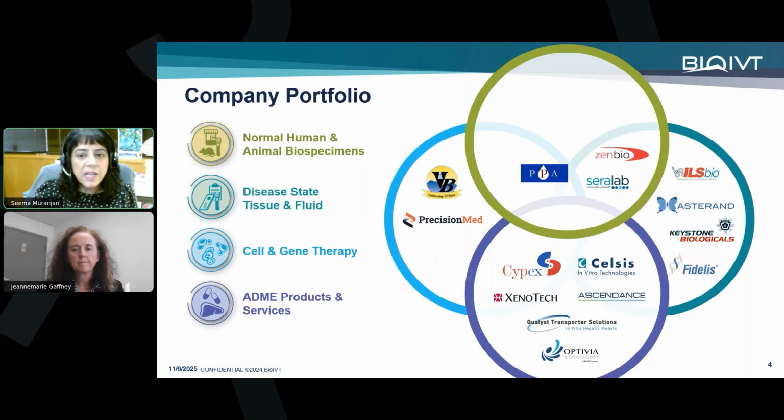As a legacy Xenotech scientist, I want to highlight that Xenotech joined the BioIVT family in 2022, bringing its storied reputation for ADME research services into BioIVT. BioIVT has continued to invest in and expand our service capabilities. The acquisition enabled us in the ADME services group to access BioIVT's extensive portfolio of biospecimens. BioIVT and Xenotech share a similar culture of scientific excellence and passion for helping our clients achieve their research goals, which makes bringing our companies together a great fit.